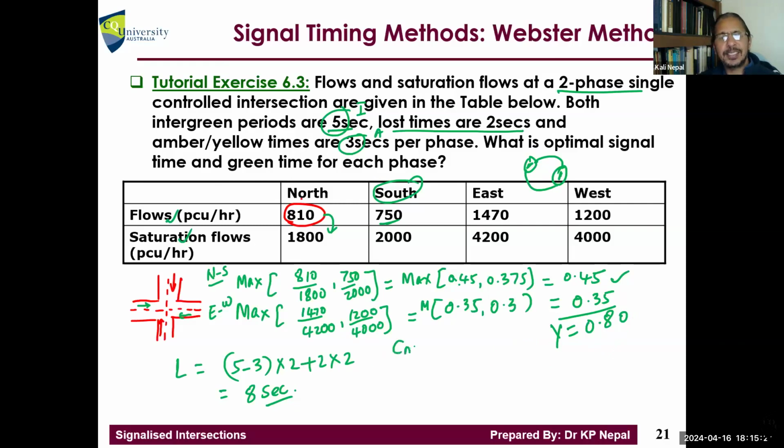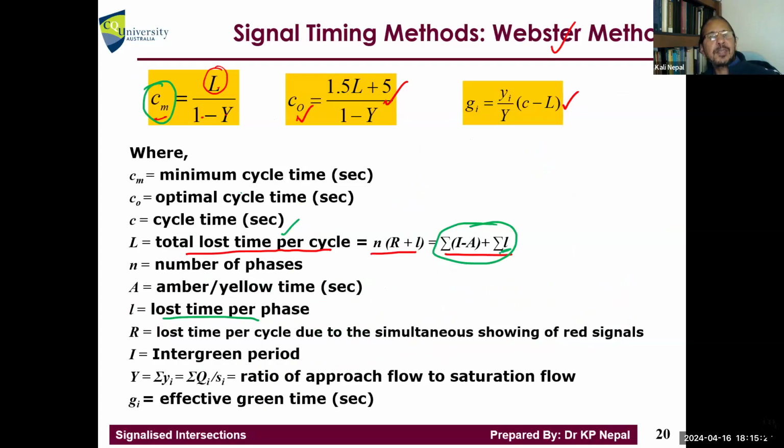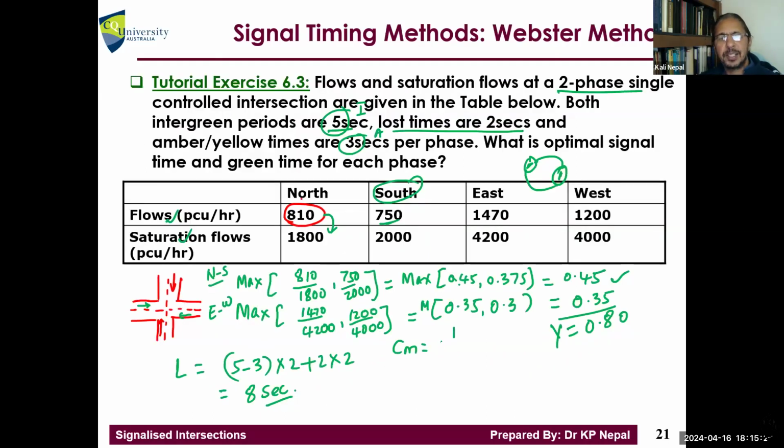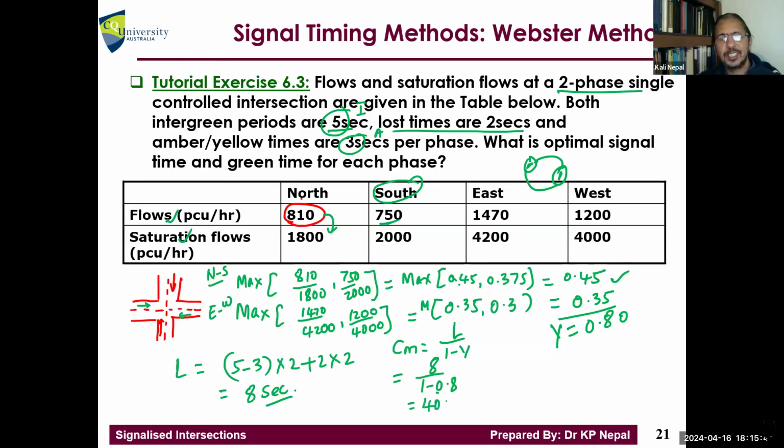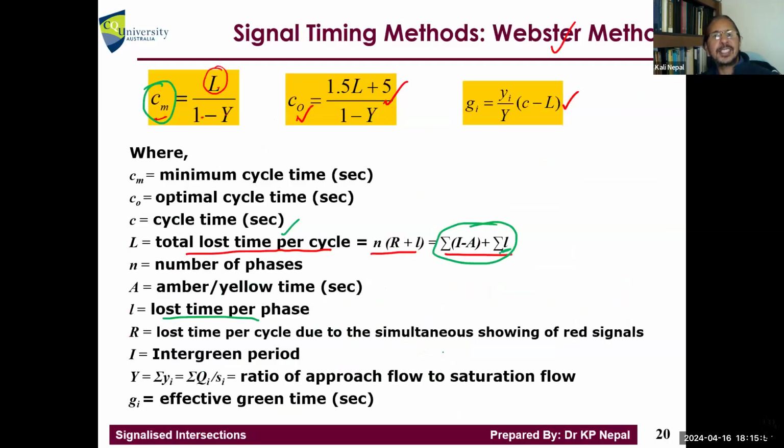So now you can calculate Cm. What is the formula? L over 1 minus Y. L is 8 seconds divided by 1 minus 0.8. How much do you get? 40 seconds. You see, total cycle time is 40 seconds. Now we can divide the others using the same proportion. But usually this is the minimum. Usually we use the second one for the optimal cycle time.